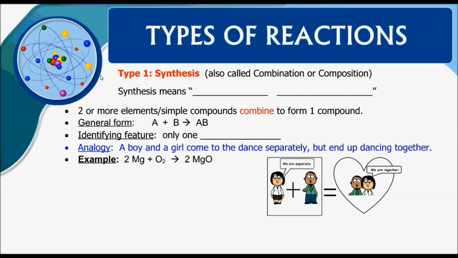Our first type of reaction is synthesis reaction, also called combination or composition. So synthesis means to put together. This is when 2 or more elements or simple compounds combine in order to form one compound. So the general form here is A plus B yields AB. So these are separated on the reactant side, but you have one product on the product side. The identifying feature is that there is only one product.